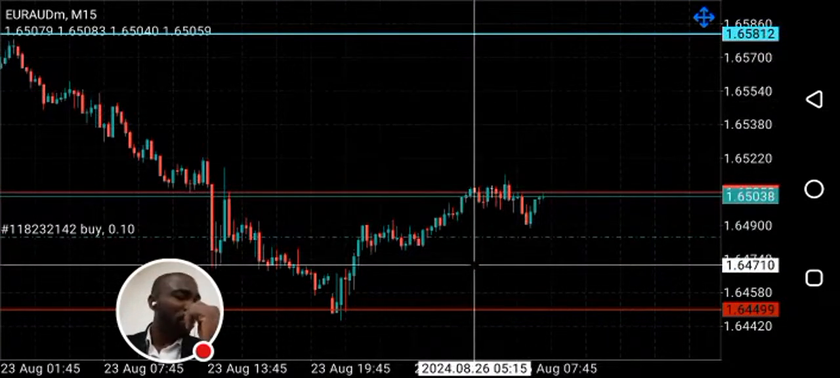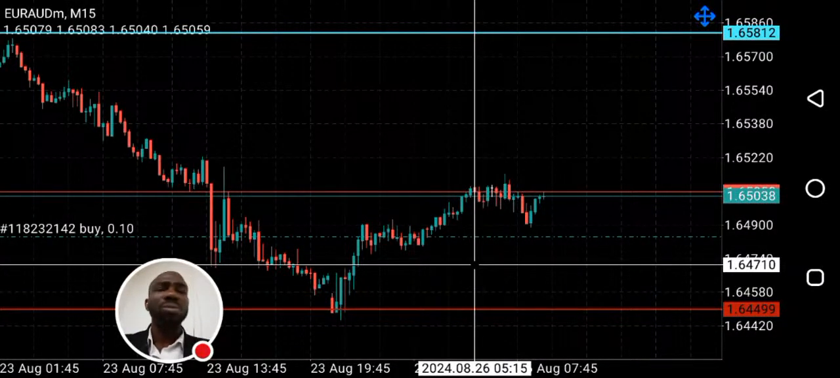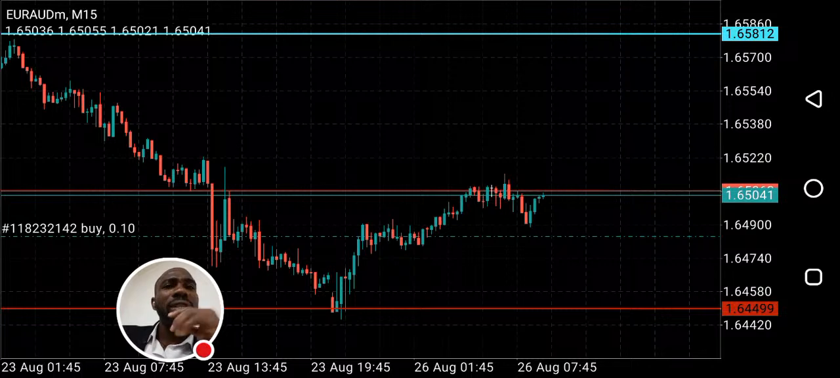1.6581. So on this trade, I'm risking close to 70 pips, and my TP is about 100 and something pips. It's about a 1 to 1.5 risk reward. Okay, Victor, how you doing? So that's my take on Euro Aussie.